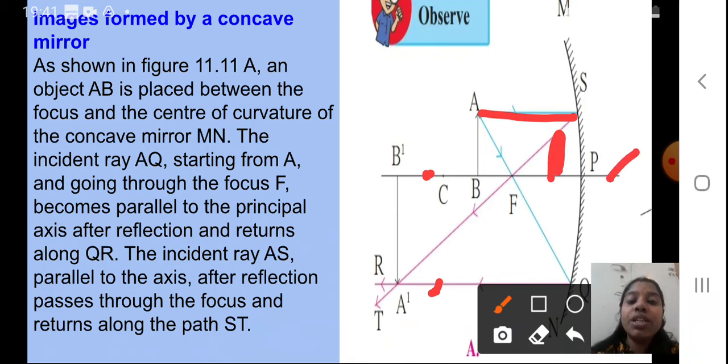Okay, after reflection the ray passes through the focus. Can you see the pink color line? See that it's going from the focus. After reflection, all lines are shown in light pink color. After reflection it passes through the focus and returns along the path ST.